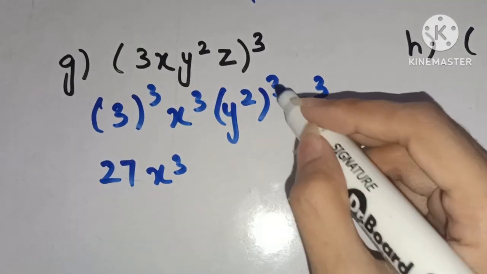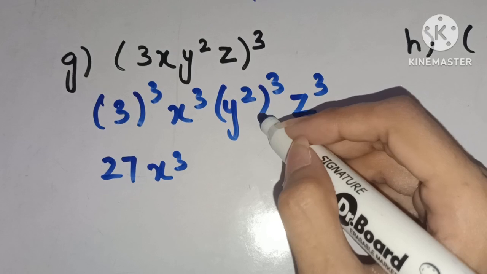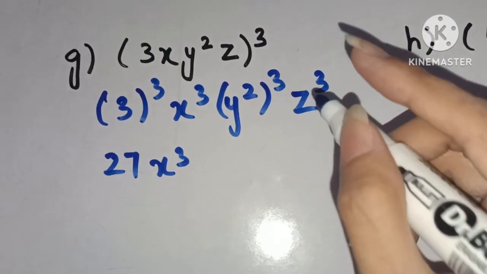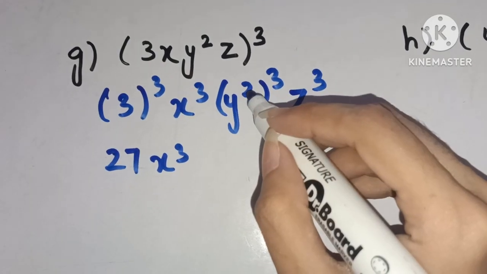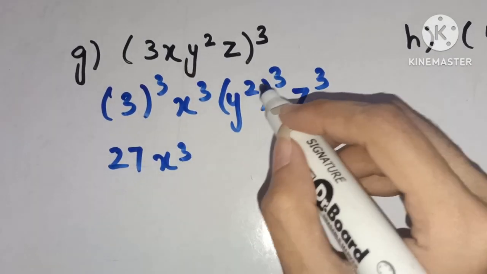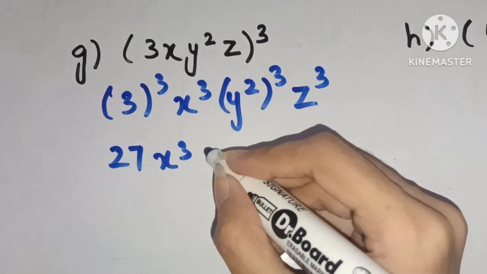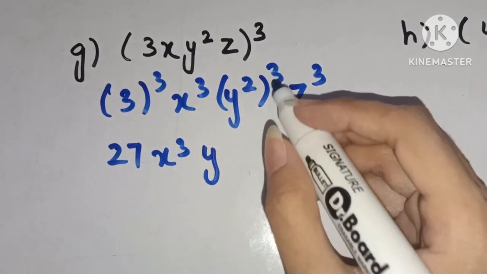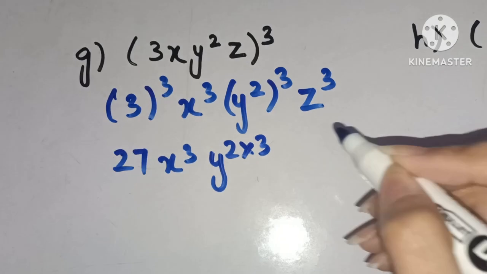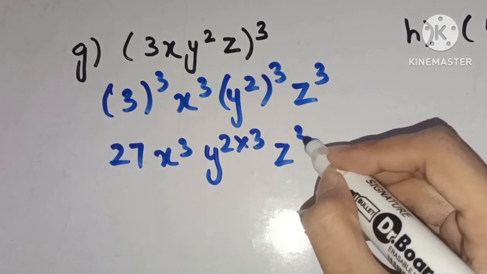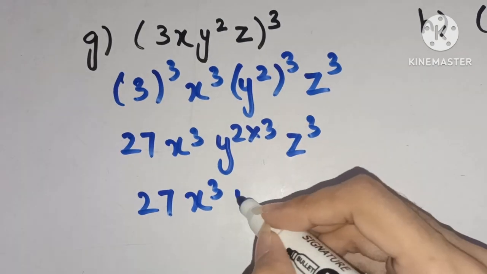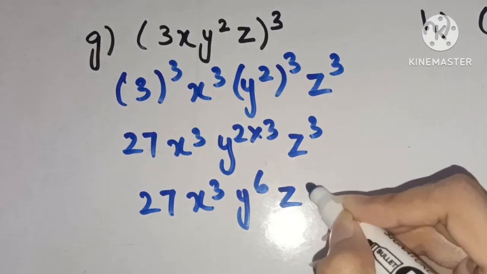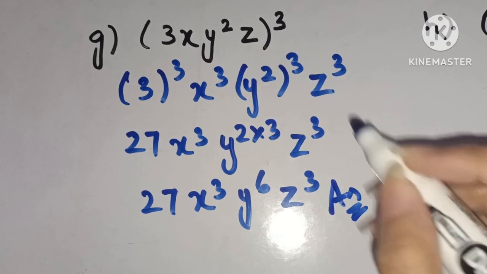Now here you can recall the third law of exponent, which I have explained in my previous video. I will give the link in the I button of this video, and you can go and watch that one. So this is m and this is n. So we'll just multiply these both the powers with each other, which means that y we will write as it is, and 2 multiplied by 3. So 2 multiplied by 3, and z has a power of 3. 27 x power 3 and y has a power of 6, and z has a power of 3. So this is the answer of this question.